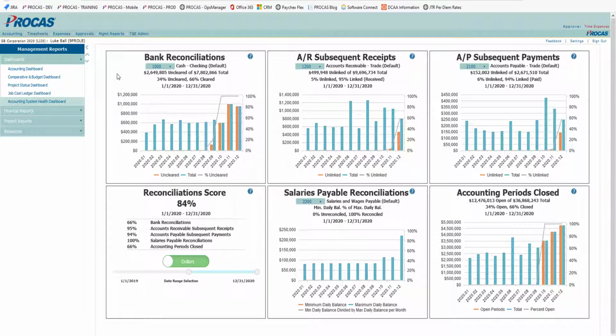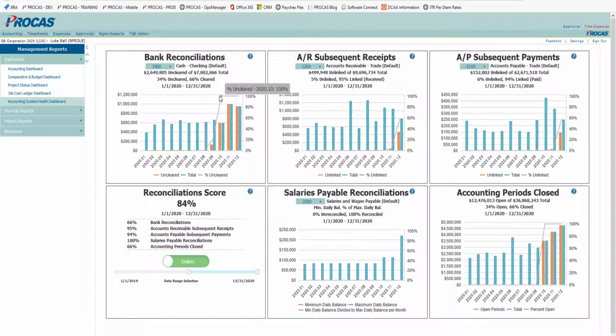In this tile, you can see how much cash in our 1000 account is uncleared, about 2.65 million, compared to the total cash in this account, about 7.8 million. This means that about 34% of all cash recorded in our checking account is uncleared. This is broken down in the detailed graph below. For each accounting period in my set date range, I can hover over the orange bars to see the unreconciled amounts, the blue bars to see the total amounts, and the gray trend line to see the percentages unreconciled.